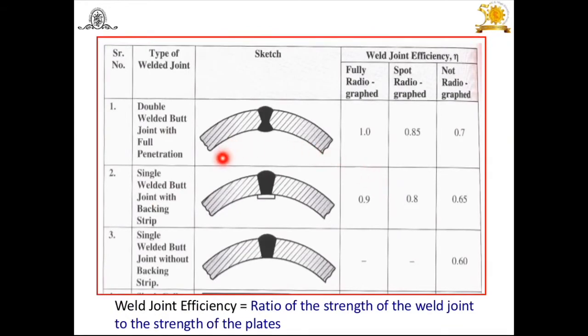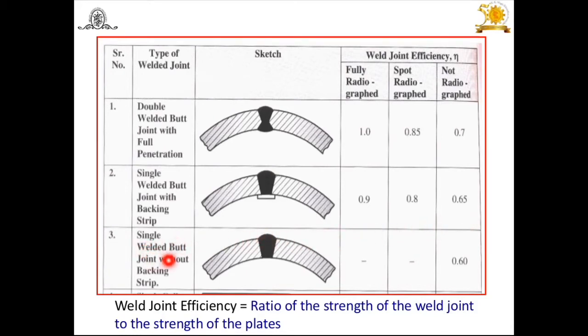Now again look at this. In class 1 and class 2 you will find double welded butt joint with full penetration. This is a butt joint, and fully radiographed. If it is fully radiographed, the weld joint efficiency is 1, that means 100%. Spot radiographed is 0.85, and not radiographed is 0.7. Then single weld butt joint with backing strip. Here this is the strip used for this butt weld. In that case fully radiographed efficiency is 0.9 or 90%, spot radiographed 0.8 or 80%, and not radiographed 0.65.